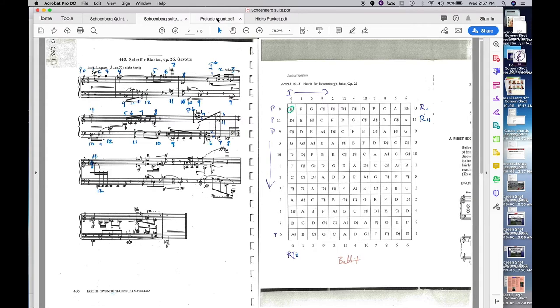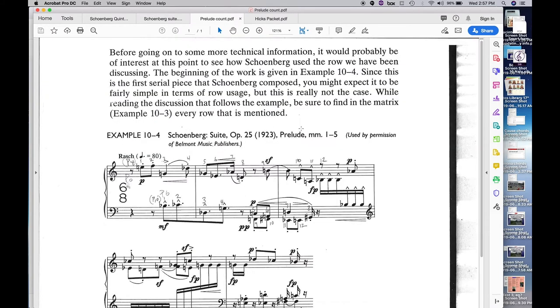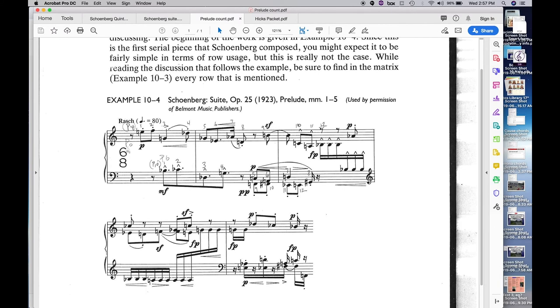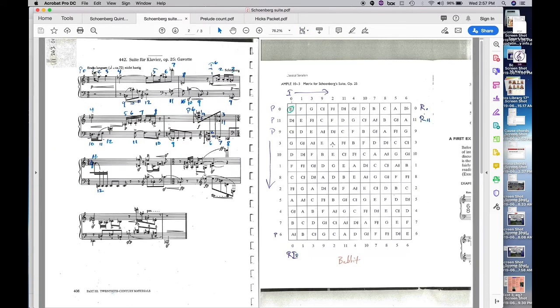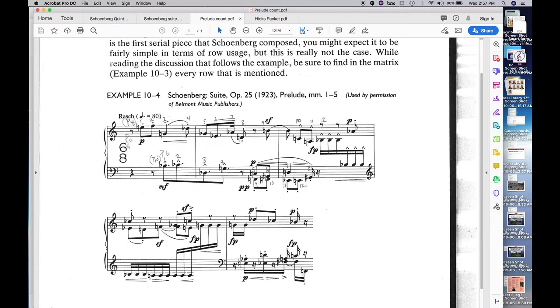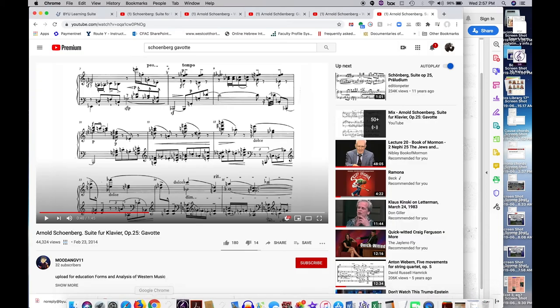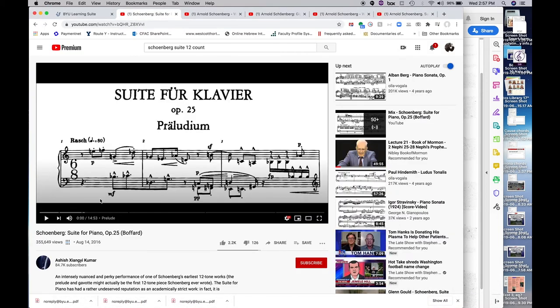Let's look at the prelude, which, of course, this is the very beginning. It uses the same 12-tone row and thus the same row forms, same matrix we could use. And let's listen to a little of that, actually. Yeah, here we go.